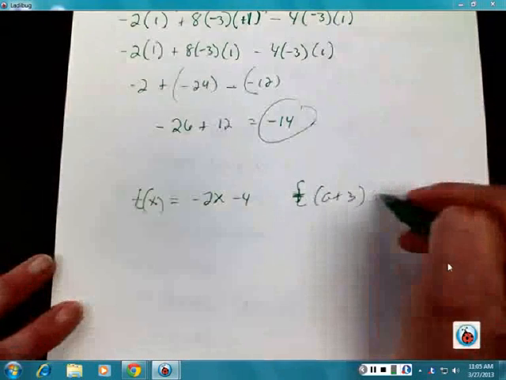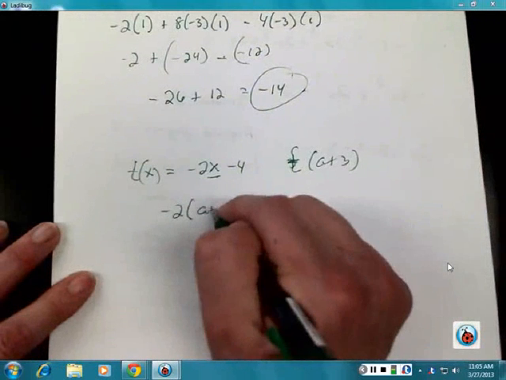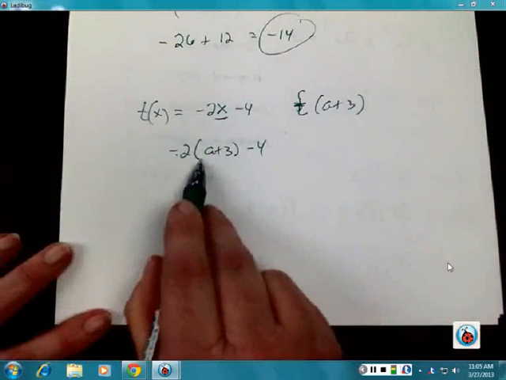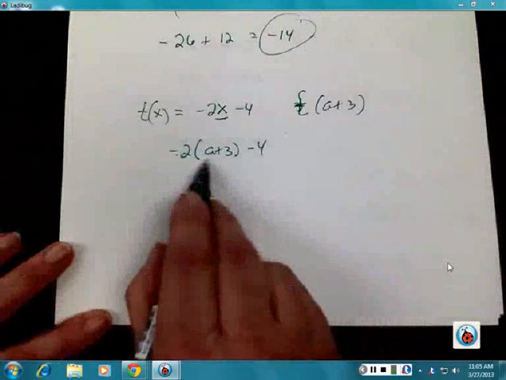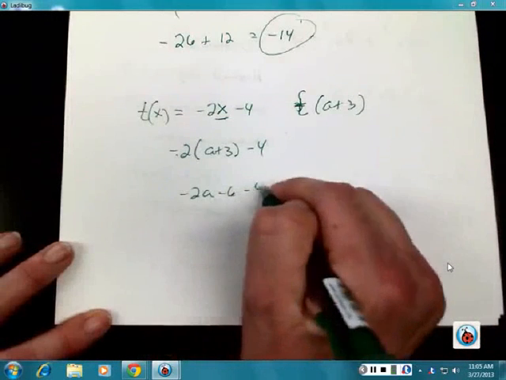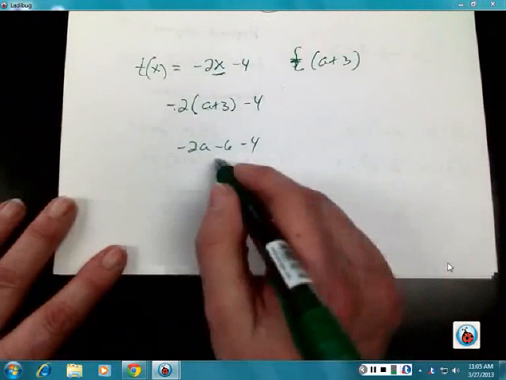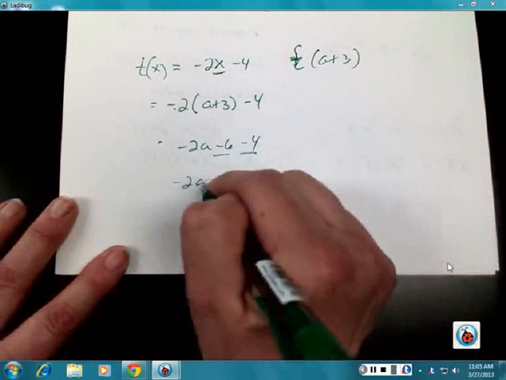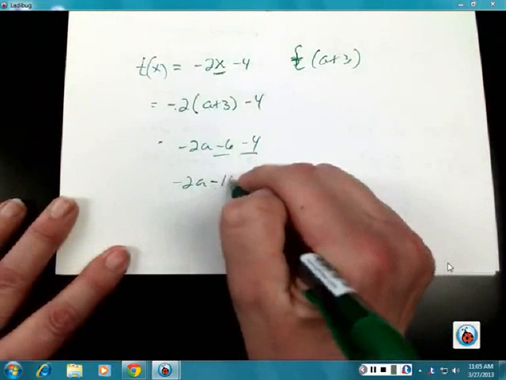This is T of x, so this replaces the x. I'm going to have negative 2 times a plus 3, minus 4. Okay. So negative 2 times a is a negative 2a. Negative 2 times a positive 3 is negative 6. Then I combine what I can: negative 6 and negative 4 is negative 10. Yep, and that's my answer.